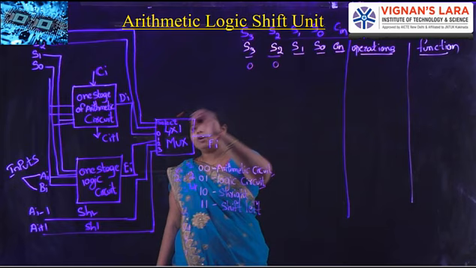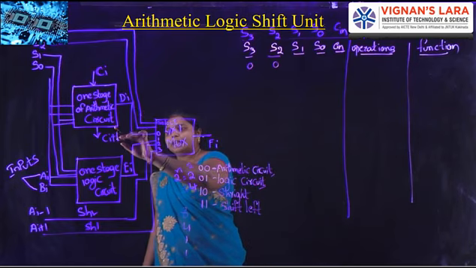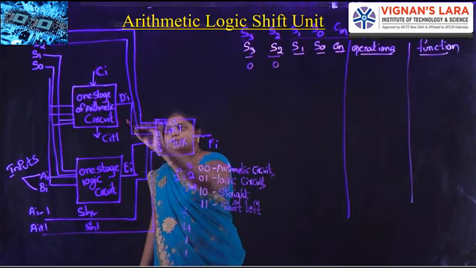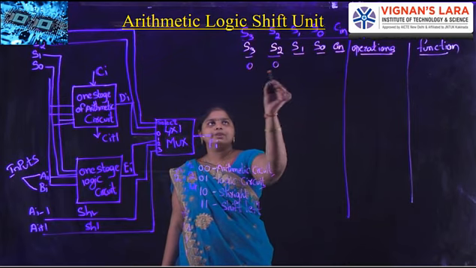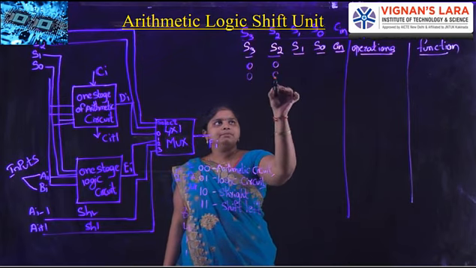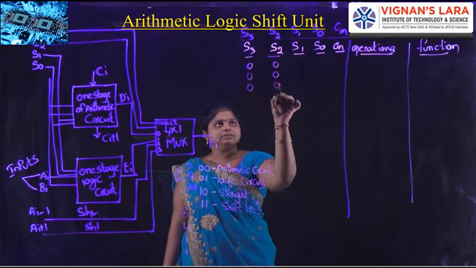For 0, 0 we have to implement the arithmetic circuit. Here 0 receives the input from the arithmetic circuit. That's why S3 and S2 are 0, 0. We have to perform 8 operations.